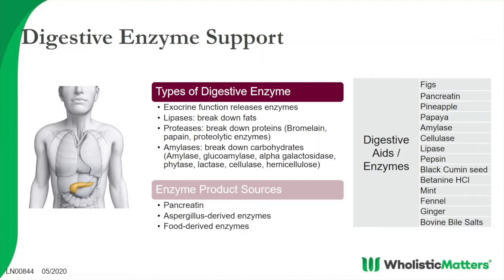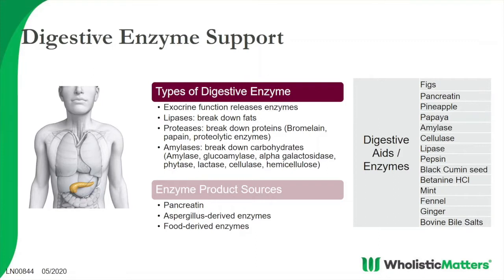Then you have the food-derived enzymes, and these are really cool. So you have certain foods, particularly fruits. There's a few fruits that have demonstrated an ability to really break down these proteins. So of them, you have figs containing ficin, papaya containing papain, pineapple containing bromelain. These plant-derived enzymes are really, really efficient protein degraders.